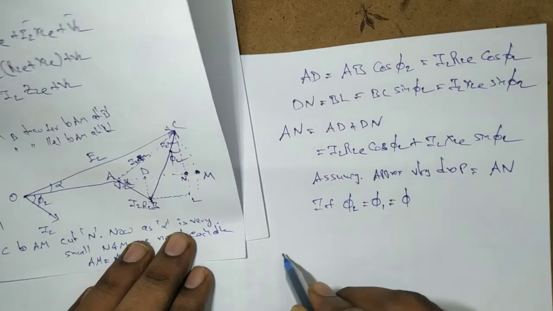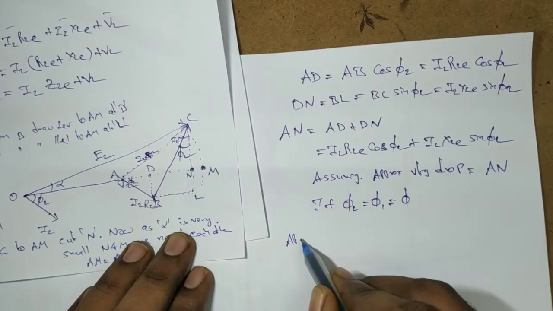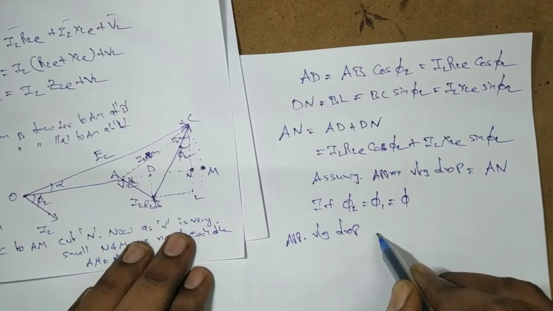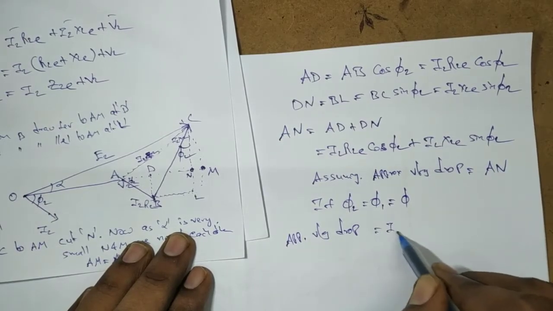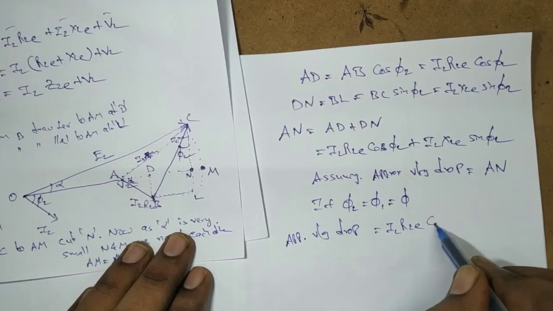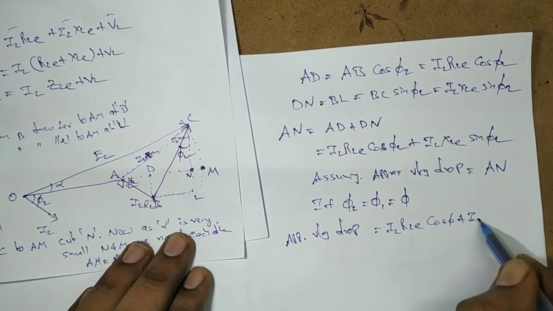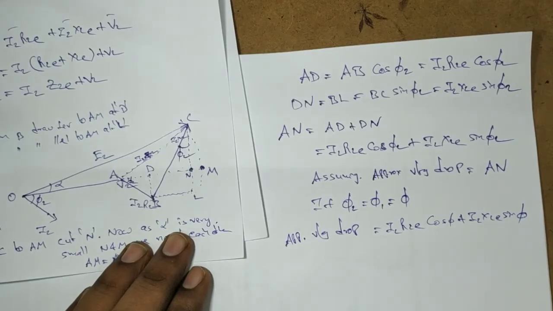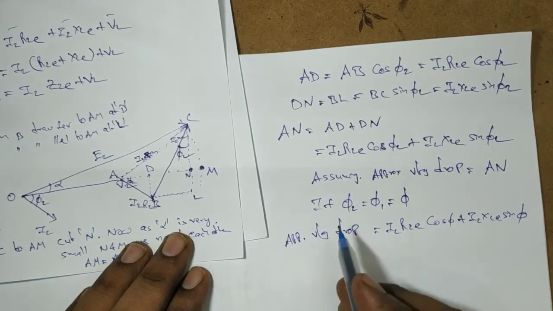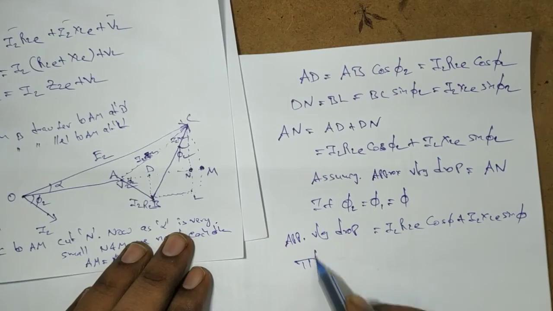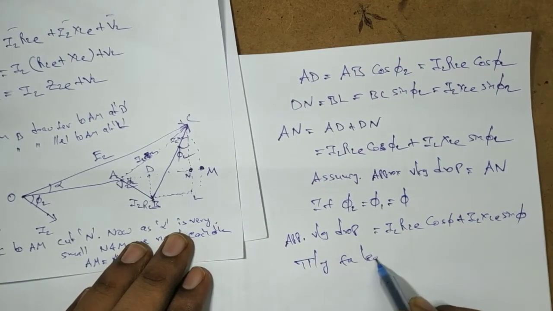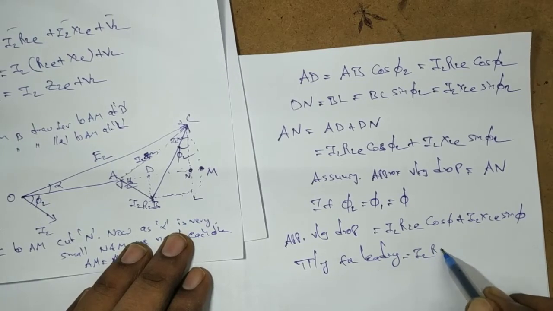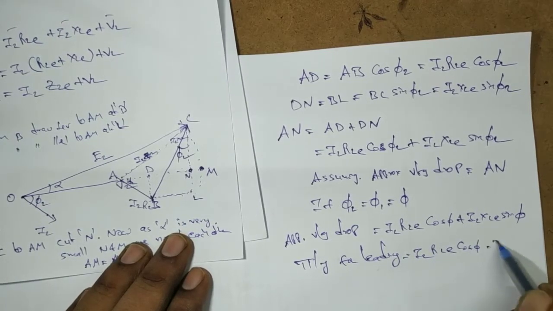And if phi 2 value is equal to phi 1 value, equal to phi, then the approximate voltage drop value will be given as I2 R2e cos phi 2 plus I2 X2e sin phi 2. This is for the lagging case, and if we consider the same for the leading case, you will get I2 R2e cos phi 2 minus I2 X2e sin phi 2. Minus means leading case, plus means lagging case.